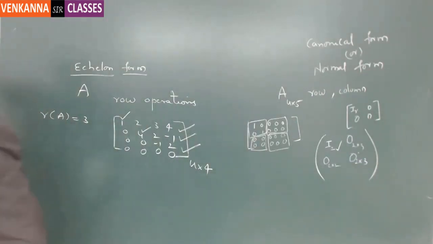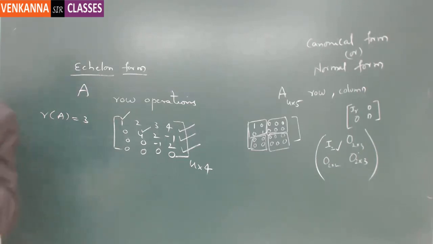Okay? Is the definition known? Usually the question will be framed as: find the rank of the matrix by reducing it into normal form or canonical form. In such a case, you need to apply both row and column operations, and you have to reduce it into that form. However, if the question is framed as just find the rank of the matrix, we simply apply only row operations and find the rank by reducing it into echelon form.